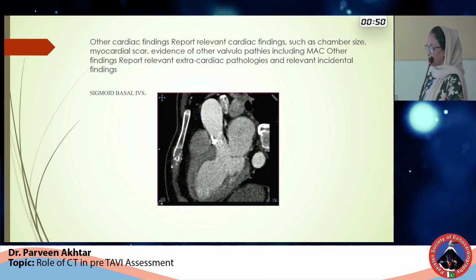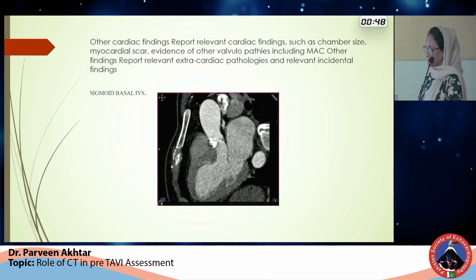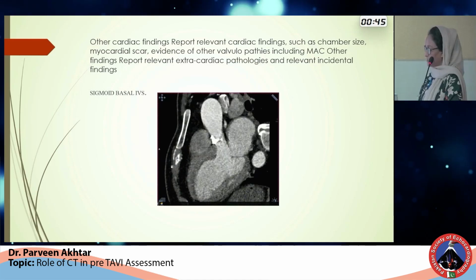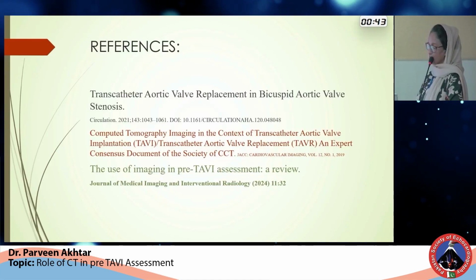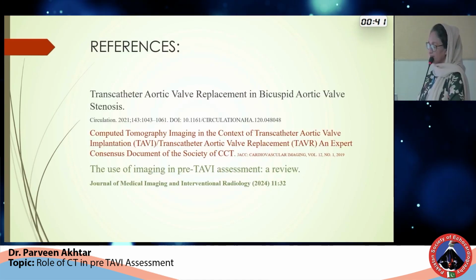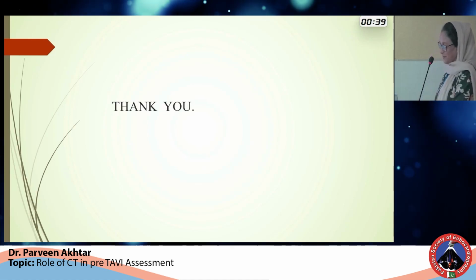and this is the case of protruding basal septum. Extracardiac findings, especially the lungs, renal artery stenosis, and these are my references. And thank you for listening.